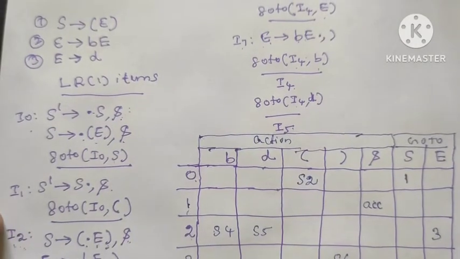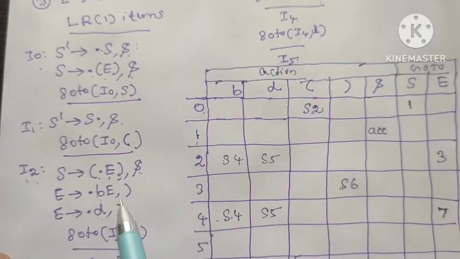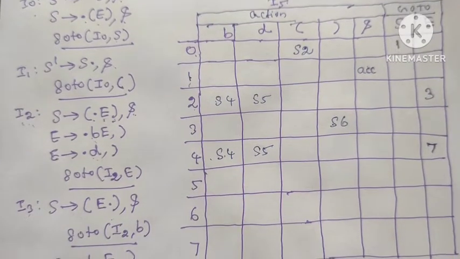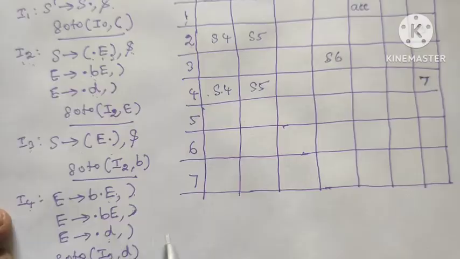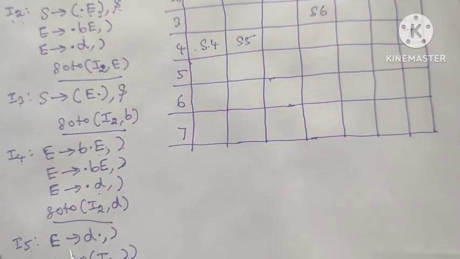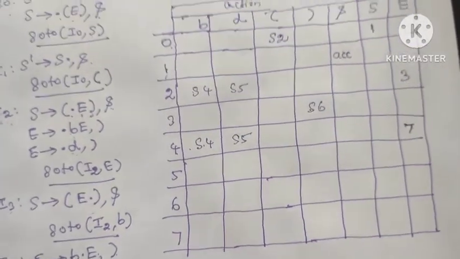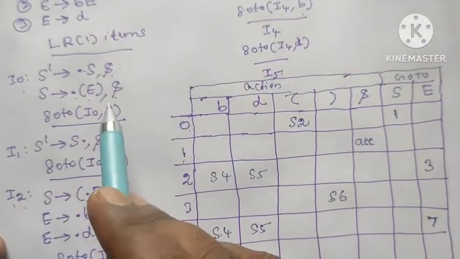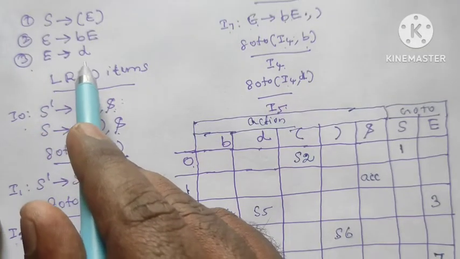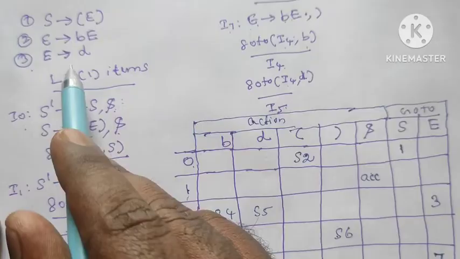Now in item set 2 we don't see a dot at the end. In item set 3 we don't see a dot at the end. In item set 4 also I don't see a dot at the end. When you come to item set 5 we see a dot at the end: E tends to D dot. But see what the lookahead symbol is. It is close brackets. E tends to D comes from the E tends to D production, which is production number 3.